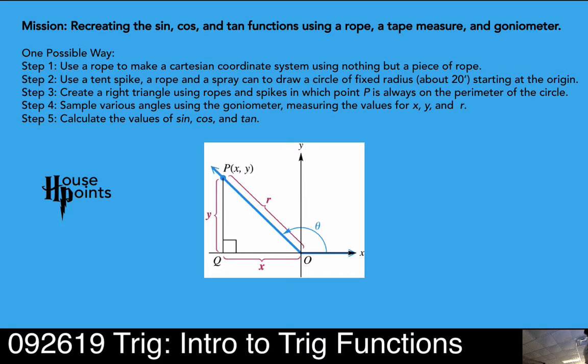So you can build a Cartesian coordinate system. Basically just two lines that are at 90 degrees to one another, that have, you know, fixed lengths, right? You can do that by stretching a piece of rope.